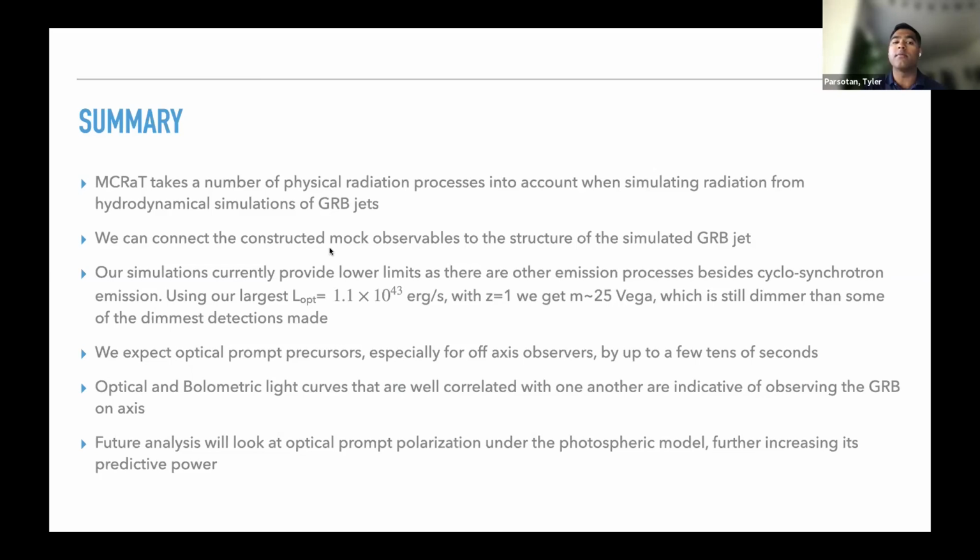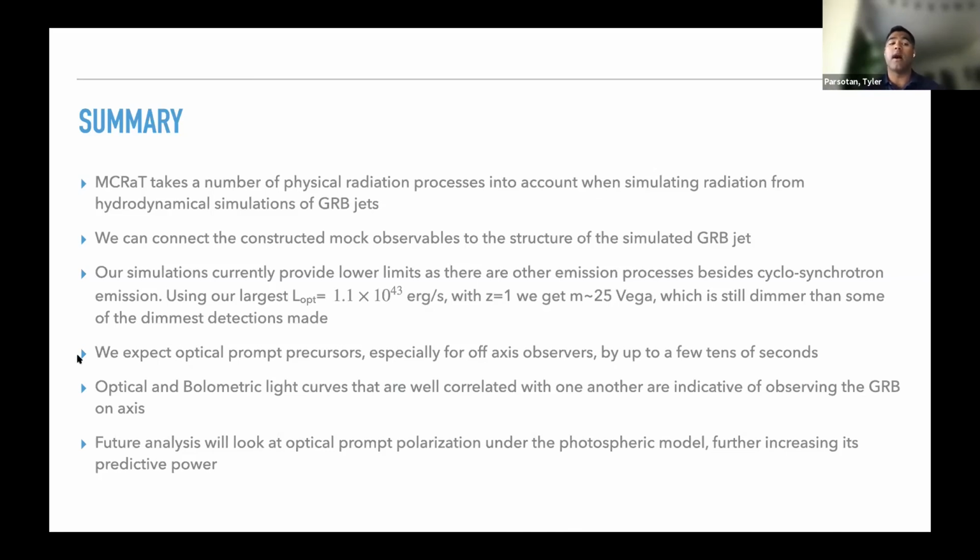I've shown you that we can connect the mock observables from MCRAT to the actual structure of the simulated gamma ray burst jet. In particular, when looking in the optical region, as we are now able to simulate, our simulations only provide lower limits. In fact, when we construct an observed magnitude for one of our largest optical luminosities, assuming a redshift of 1 for that gamma ray burst, we still get something that's a factor of a few dimmer than some of the dim detections made in that initial table that I showed you.